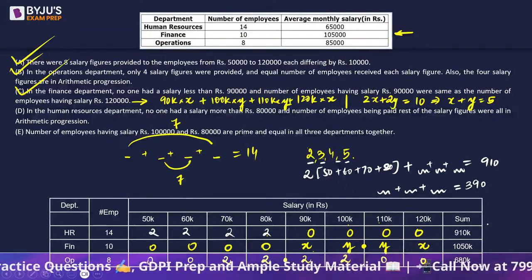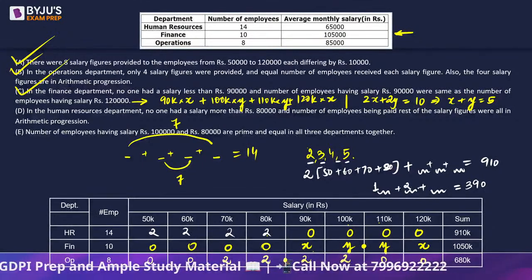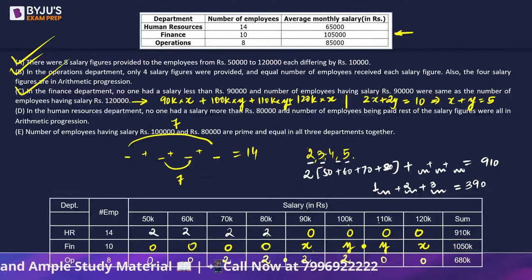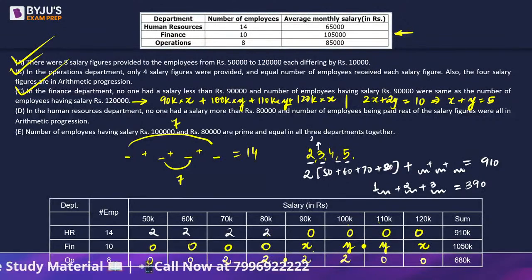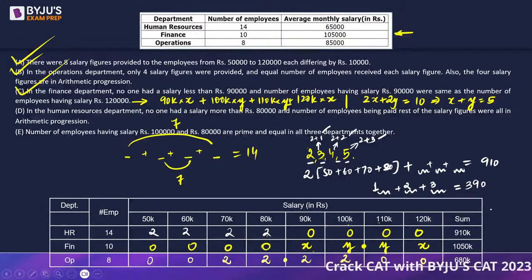Now I need 390, and there is a 1, a 2, a 3, right? So 3 can be written as 2 plus 1, 4 can be written as 2 plus 2, and 5 can be written as 2 plus 3. So we will have 1, 2, and 3. Now this 1 getting multiplied with which one of these, 2 getting multiplied with which one of these, and 3 getting multiplied with which one of these will result in 390. So this is what we need to find out.